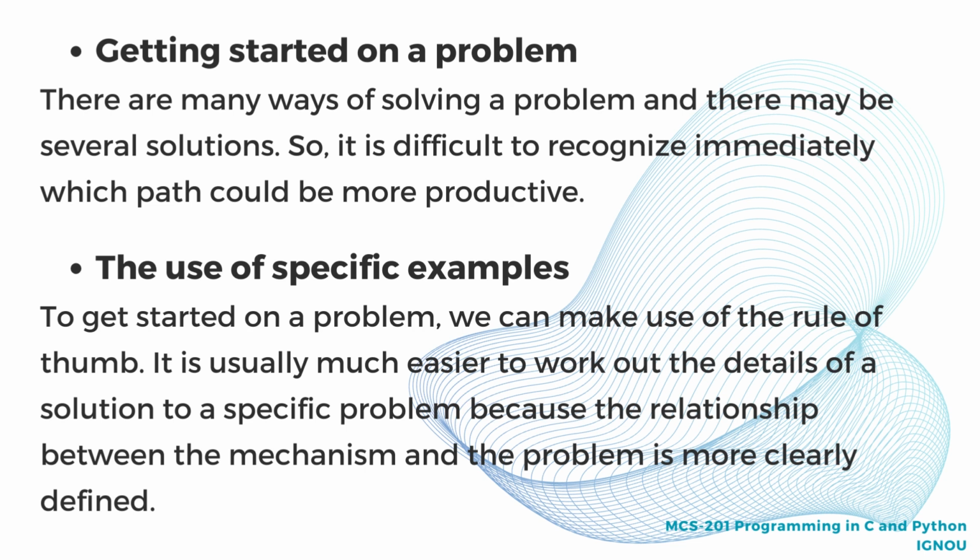The third step is the use of specific examples. To get started on a problem, we can make use of the rule of thumb. This approach will allow us to start on the problem by picking a specific problem we wish to solve, and then try to work out the mechanism that will allow solving this particular problem. It is usually much easier to work out the details of a solution to a specific problem because the relationship between the mechanism and the problem is more clearly defined.